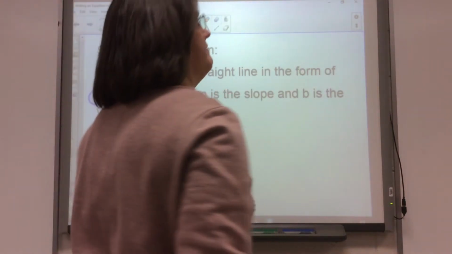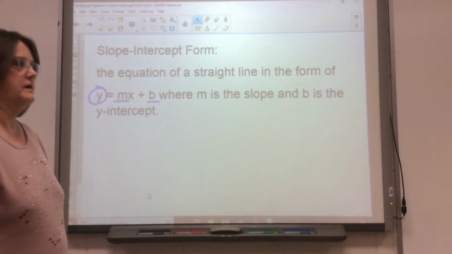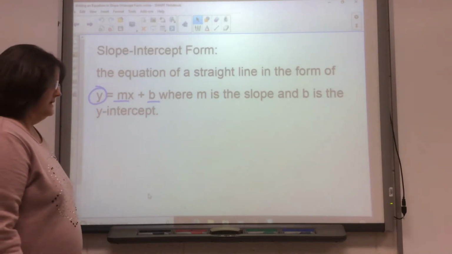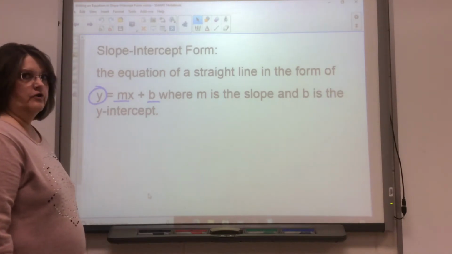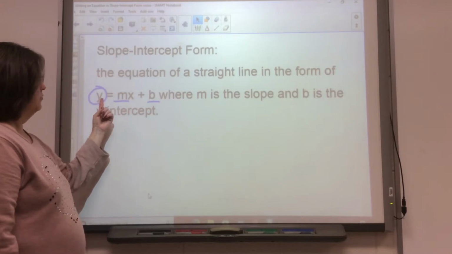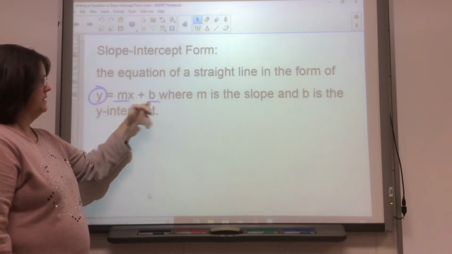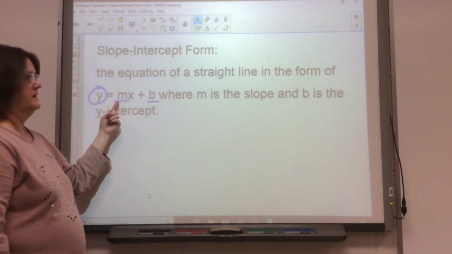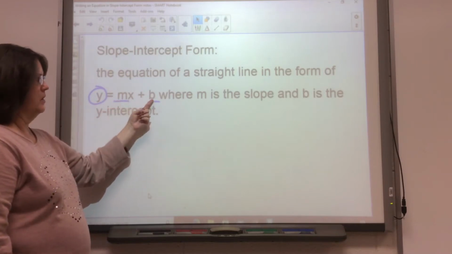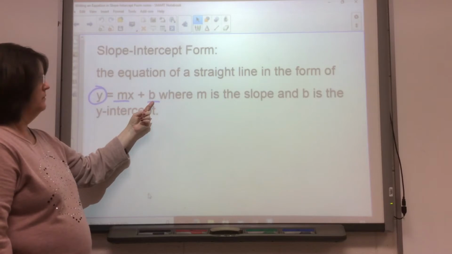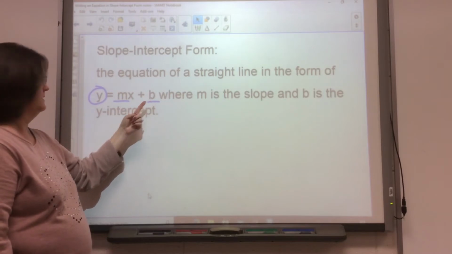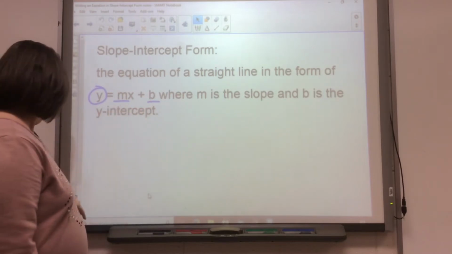Okay, we're going to be graphing lines in slope-intercept form. What that means is that I have to get the linear equation into the format of y equals mx plus b. The m part, the part that's the x, will be your slope. The part that has no variable over here will be the y-intercept. And it'll always work that way.